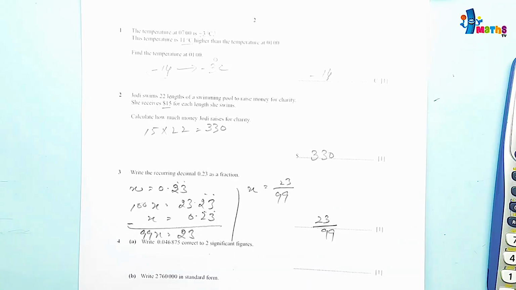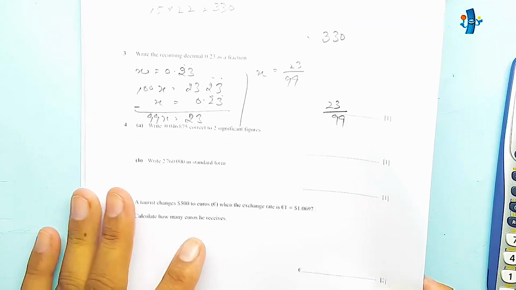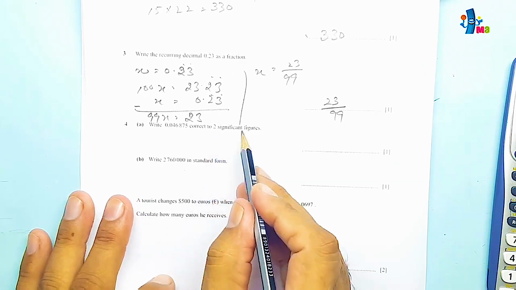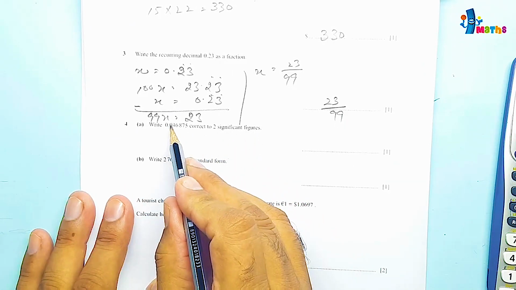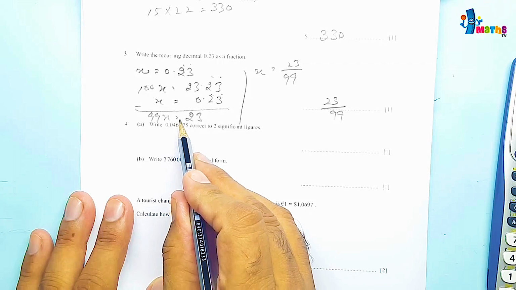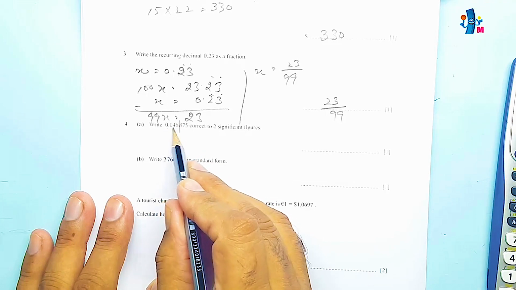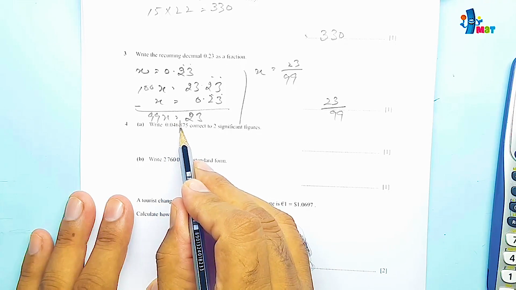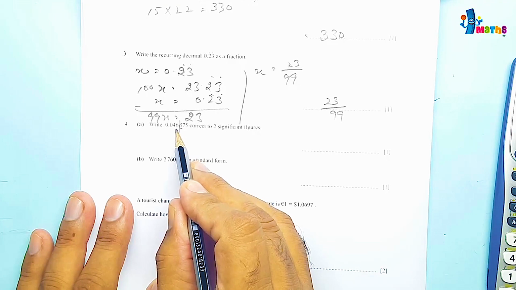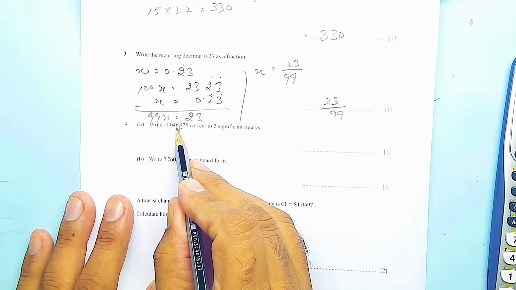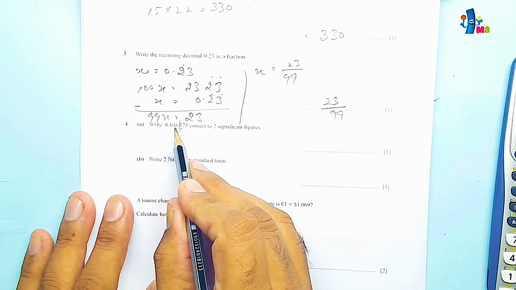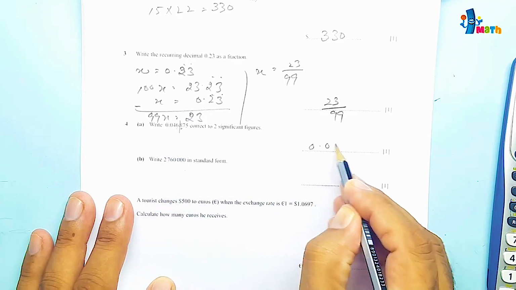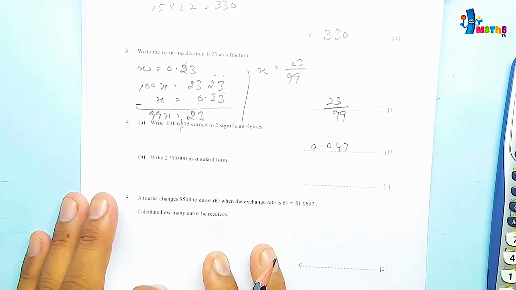Question number 4. Write 0.046875 correct to two significant figures. Leading zeros will not be significant, so we remove them. The next digit is 8, which is more than 5. If it is 5 or more than 5, we round up. So it will be 0.047, and 0.047 will be our answer.